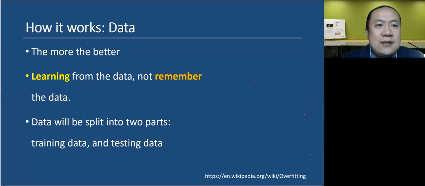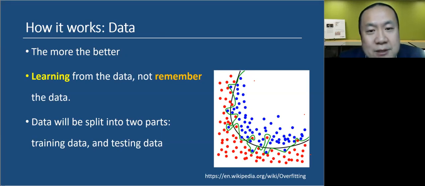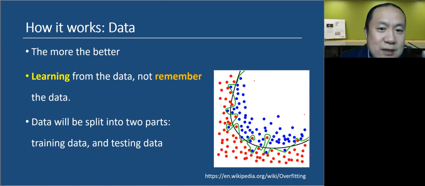This is data. And for the data, we have some rules. First is the more, the better. More data can reveal the patterns more clearly. That is obvious. And the second is a little bit more important because we're learning the data, not remembering the data. As you can see from the image, we try to split the points from two different categories. One is the blue one, the other one is the red one. So we have two ways to split them. The black line that you can see is very smooth, but the other one is so complex. So which one do you prefer? Generally speaking, we prefer the black line, the boundary, because that is learning from the data, not remembering the data.